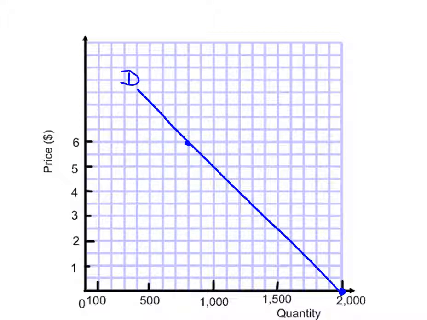So now let's take supply. We know supply at a price of 1 gave us a quantity supplied of 0, so I'll put down a dot there. And we know at a price of 6, we were supplying 2,000. So we'll put down a dot there. We will connect the two.